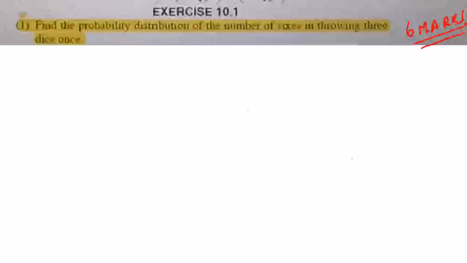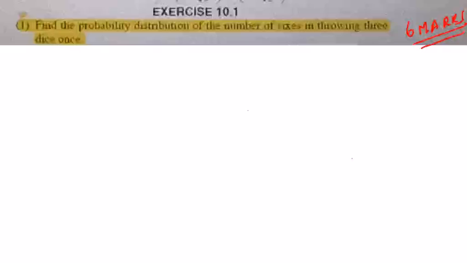Exercise 10.1, the first sum. It's a 6-mark question. So you have to find the probability distribution of the number of sixes in throwing 3 dice once. Okay, I'm going to throw 3 dice simultaneously. What is the probability of the number of sixes in throwing 3 dice once?